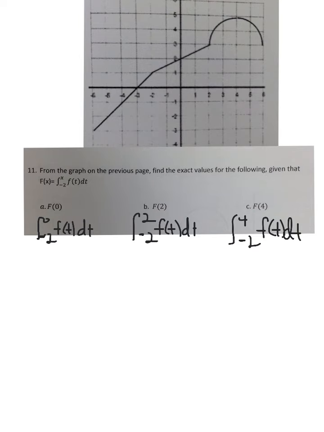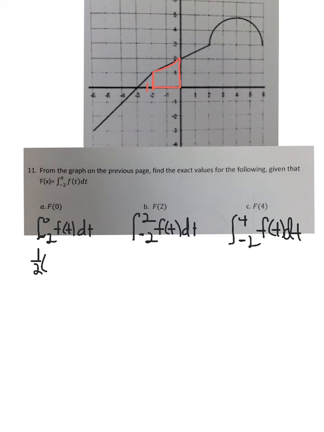Okay, so from -2 up to 0, here's -2 to 0. We're looking for the area of that trapezoid. All right, so that's going to be, and it's above the x-axis, so it's positive, 1/2. Now, be careful again, the height is actually this way, and the bases run vertical because they're parallel to each other. So just try to remember that.